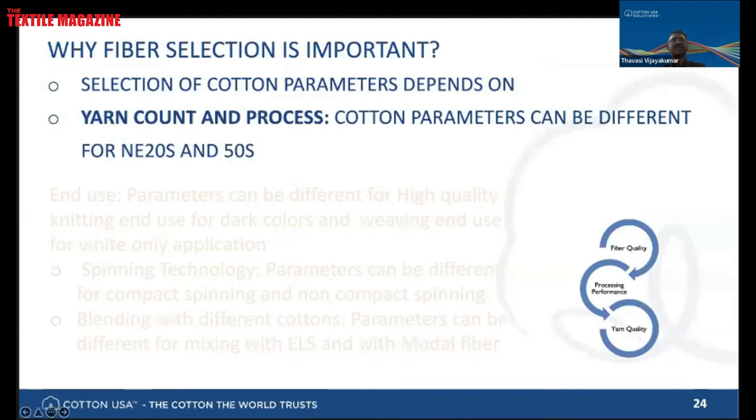So selection of cotton parameters depends on few factors. The major factor is count and the process. So cotton parameters suitable for 20s combed yarn will be totally different from those for producing 50s combed yarn, both for knitting. For 20s, we can have very coarse micronaire, even up to 5 micronaire. The length can be even 27.8, 28 millimeter. And fiber strength is not an issue if compact spinning is used for 20s count. But this same fiber cannot be used for 50s count.